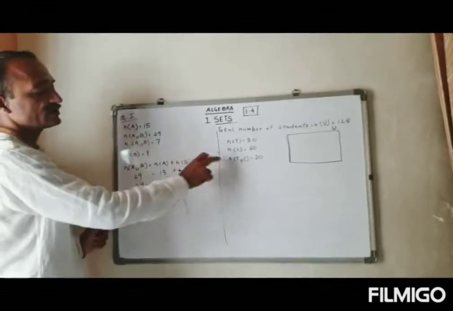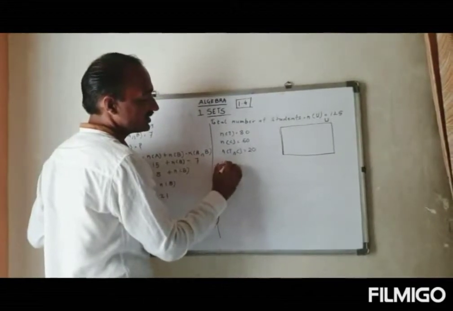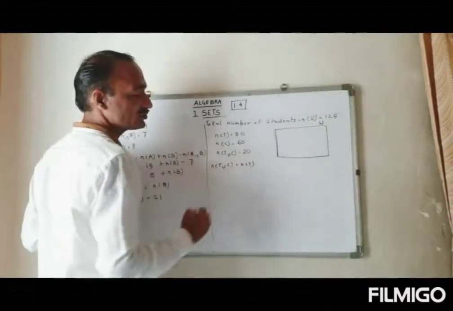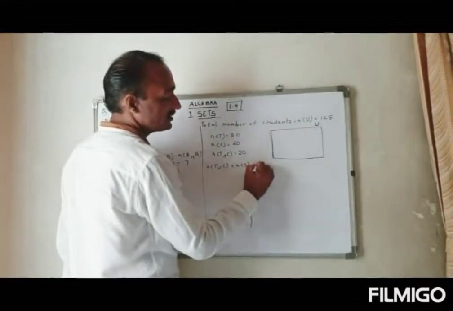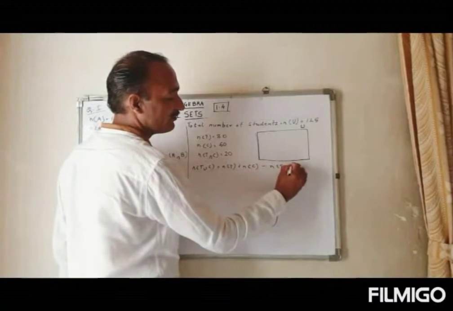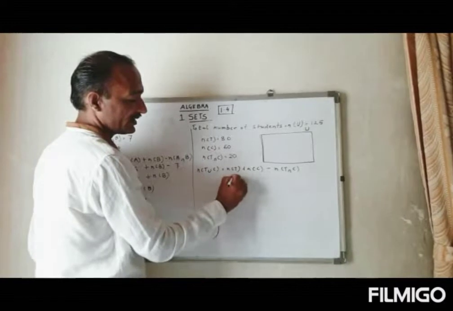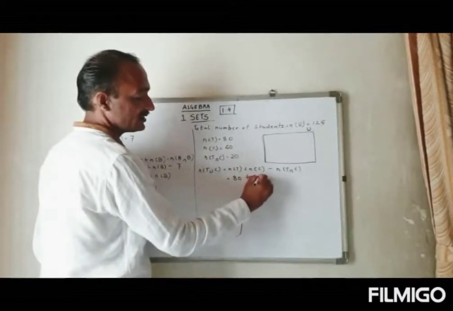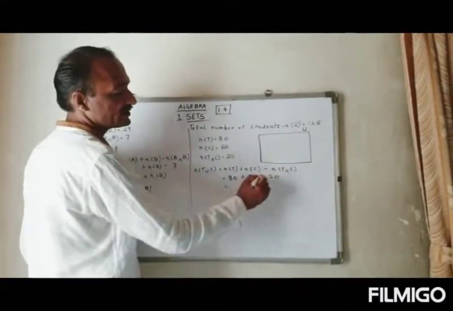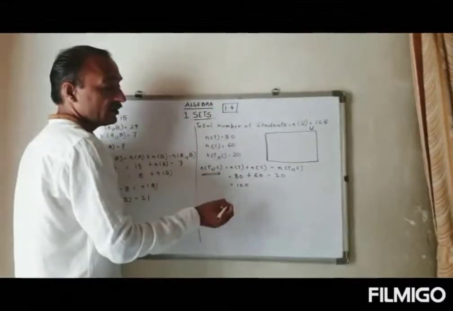The same formula will be used here, just substituting. Instead of A and B we'll use T and C, tea and coffee. So here again, number of tea union coffee is equal to number of students who drink tea plus number of students who drink coffee minus number of students who drink coffee and tea both. Students who drink tea 80, coffee 60, 20 drink both. 80 plus 60, 140 minus 20, 120.